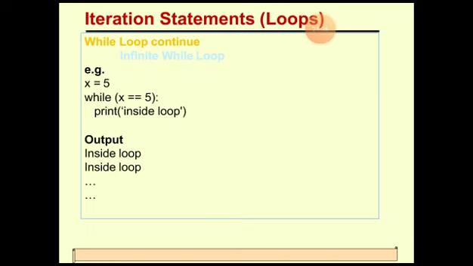This inside loop message will be printed an infinite number of times until we close the Python program. Why do we have to close the Python program? Because we haven't specified any updation statement to update the value. When the value is not updated, then at no point of time will it reach the situation that the condition is not satisfied.